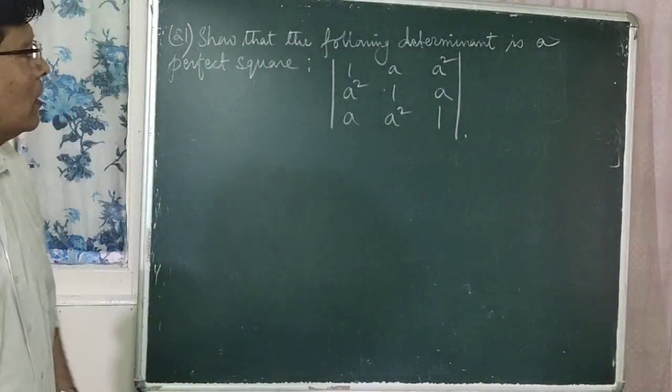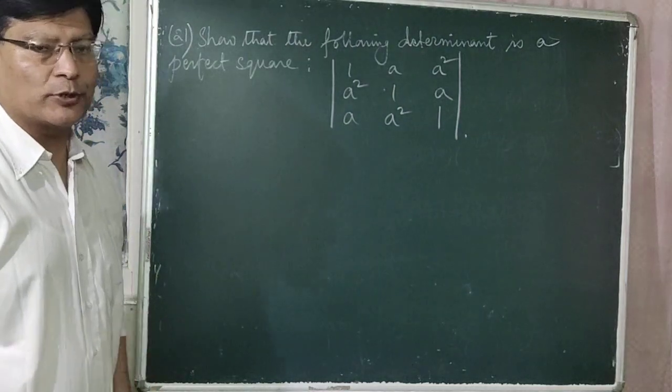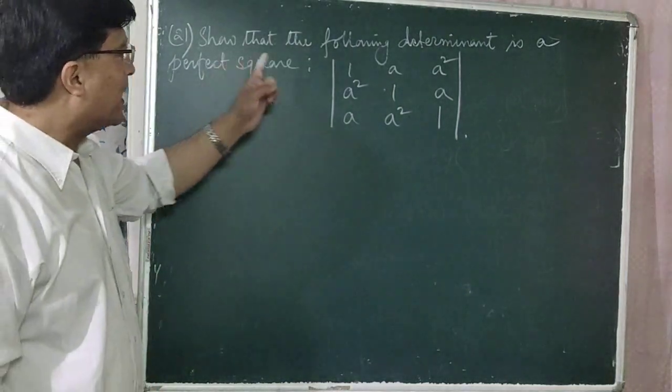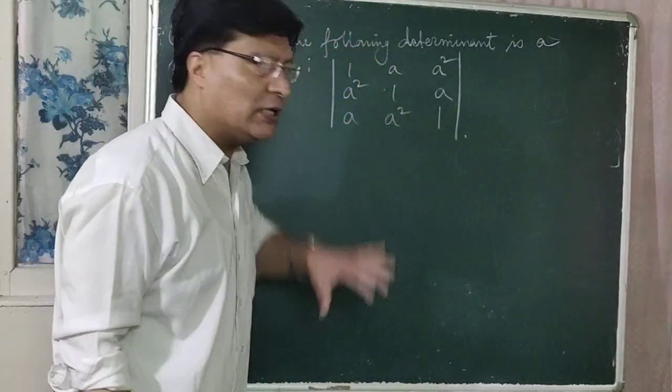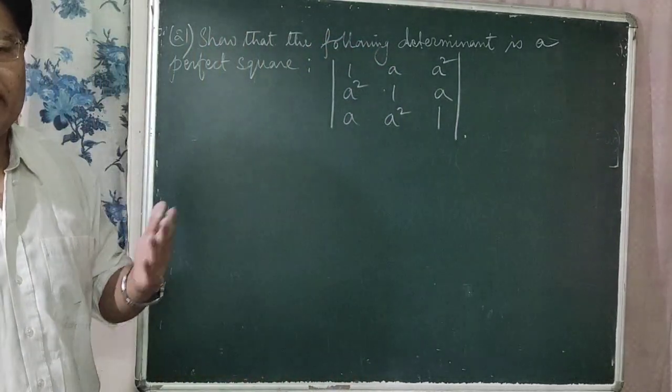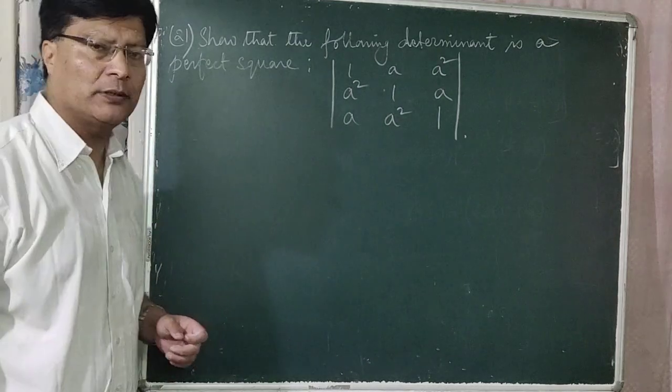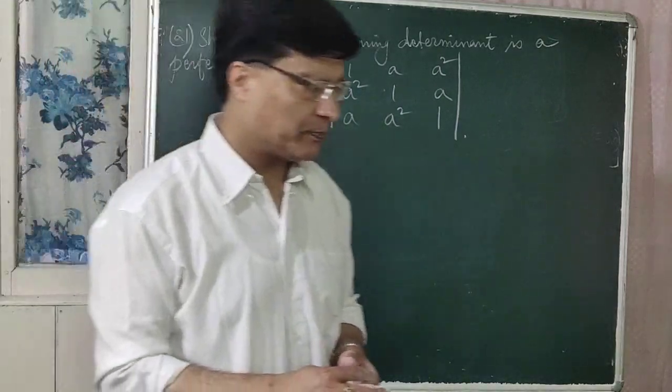So now we will do the next question, that is question number 21. Show that the following determinant is a perfect square. The given determinant has to be proved a perfect square. What is a perfect square?